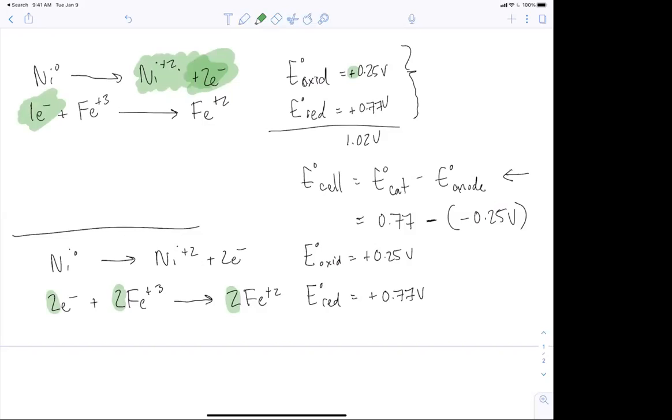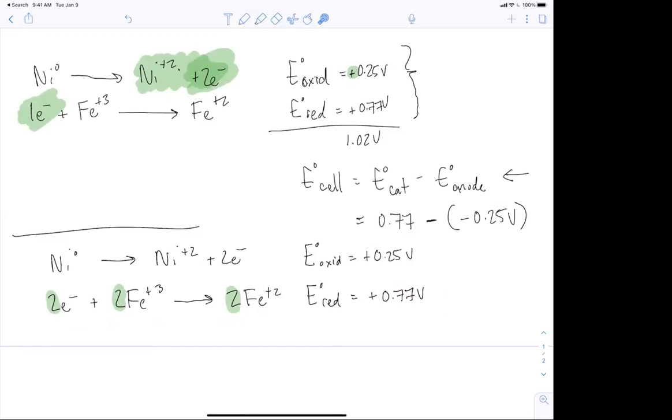So just be careful that you don't overgeneralize what we did in thermodynamics. We're not actually going to take and change this. This is not 0.77 volts per mole. This is just the 0.77 volts. That's the reduction potential relative to whatever the standard hydrogen electrode is. It's not dependent on the number of electrons transferred. It's just the potential difference between those 2 states.